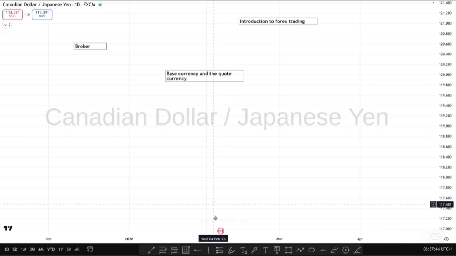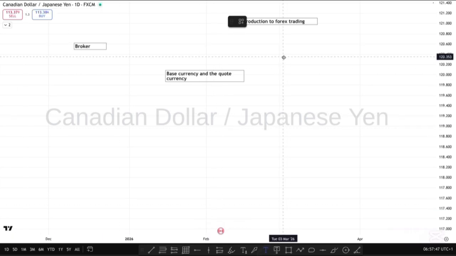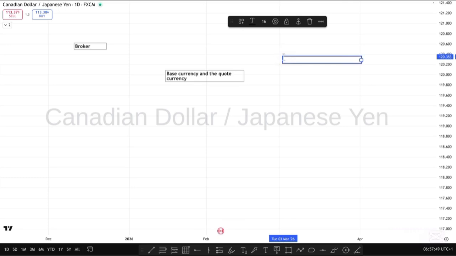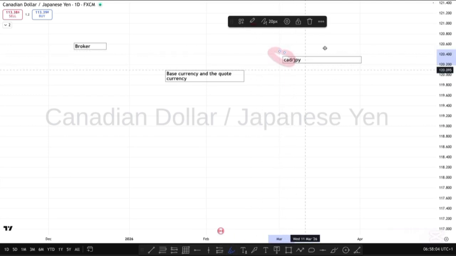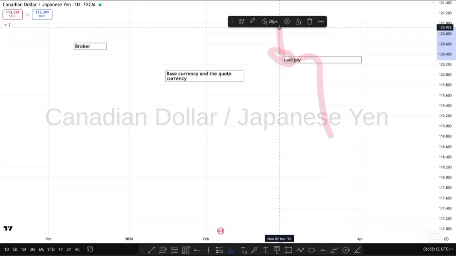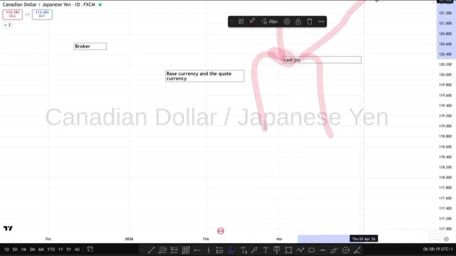And so, for instance, in a pair like CAD JPY, the base currency in this scenario is CAD, Canadian dollar, right? And it means that every time I click on buy, what I'm doing is selling JPY to buy Canadian dollar. And anytime I click on sell, it means I'm selling Canadian dollar to buy JPY.